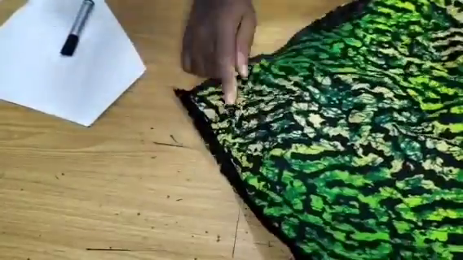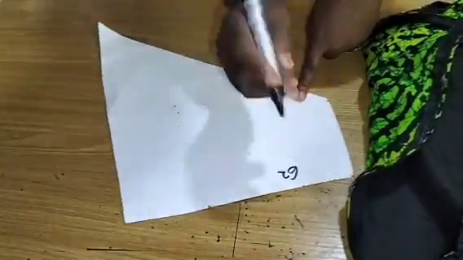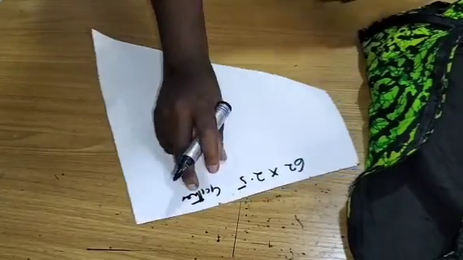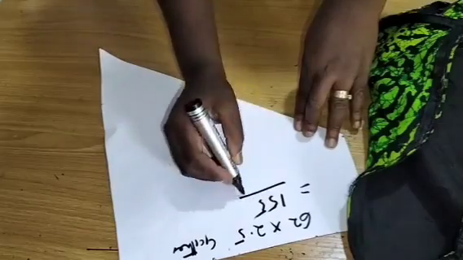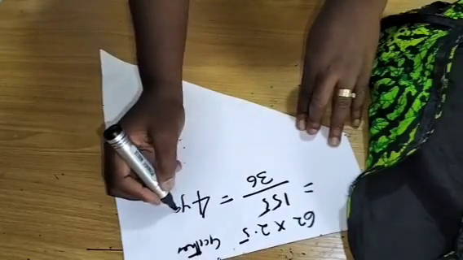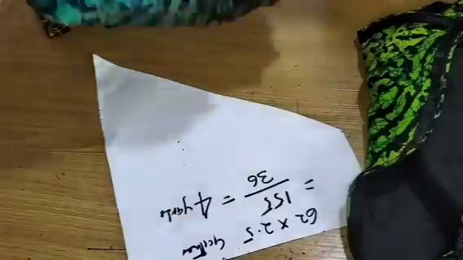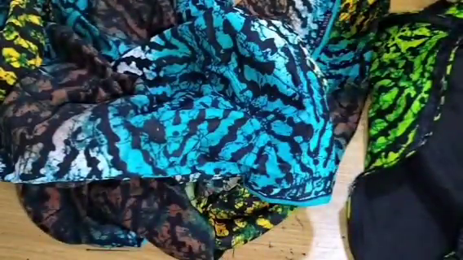So this is what I got after stitching. The next thing we are going to do is calculate the amount of fabric. So we got 62 inches. I'm going to multiply by 2.5 for my gathers. I have 155. I'll divide by 36 inches, which is a yard. So I'm using 4 yards, or you can use 4.5 yards if you want more gathers.